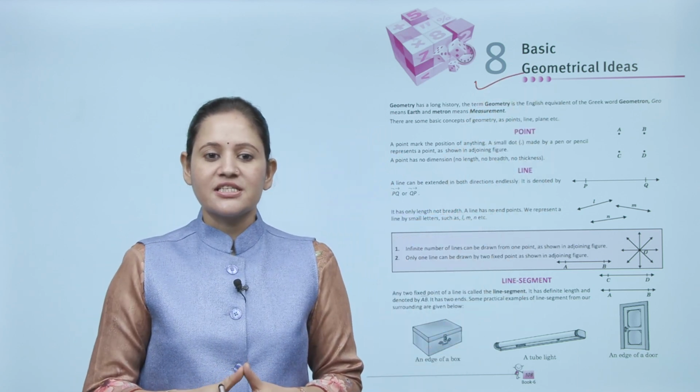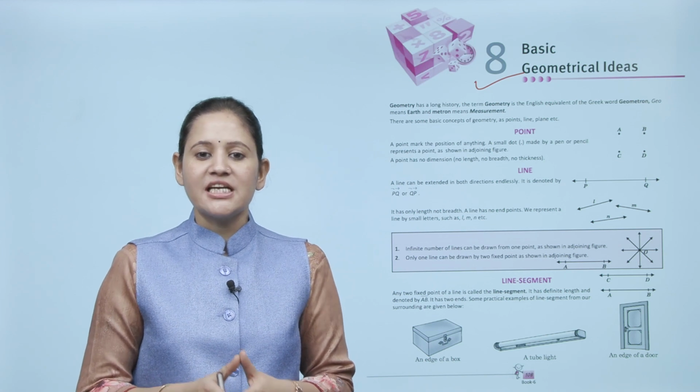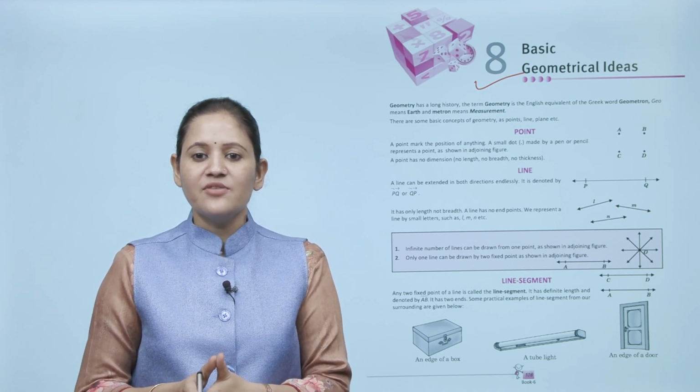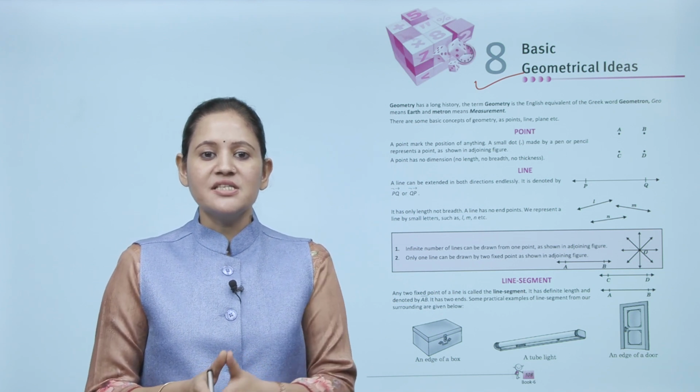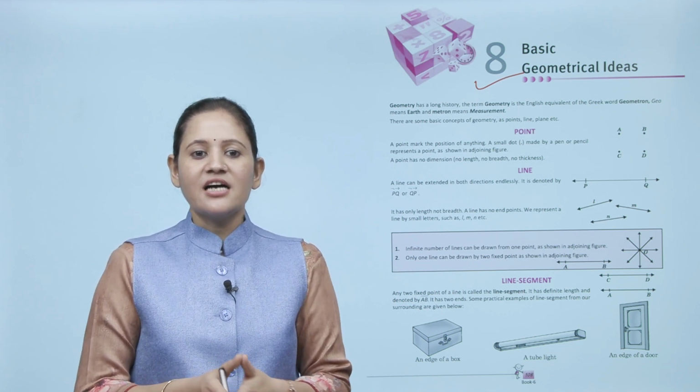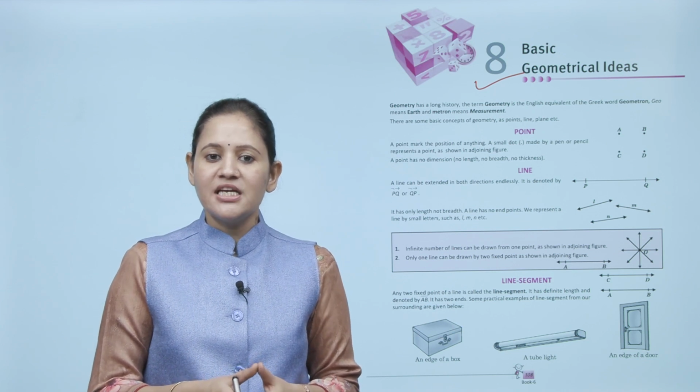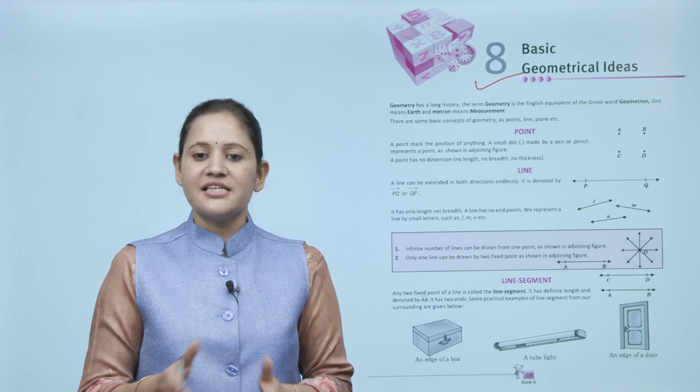Geometry has a long history. The term geometry is the English equivalent of the Greek word geometrion. Geo means earth and metrion means measurement. These are some basic concepts of geometry: point, line, plane, etc.